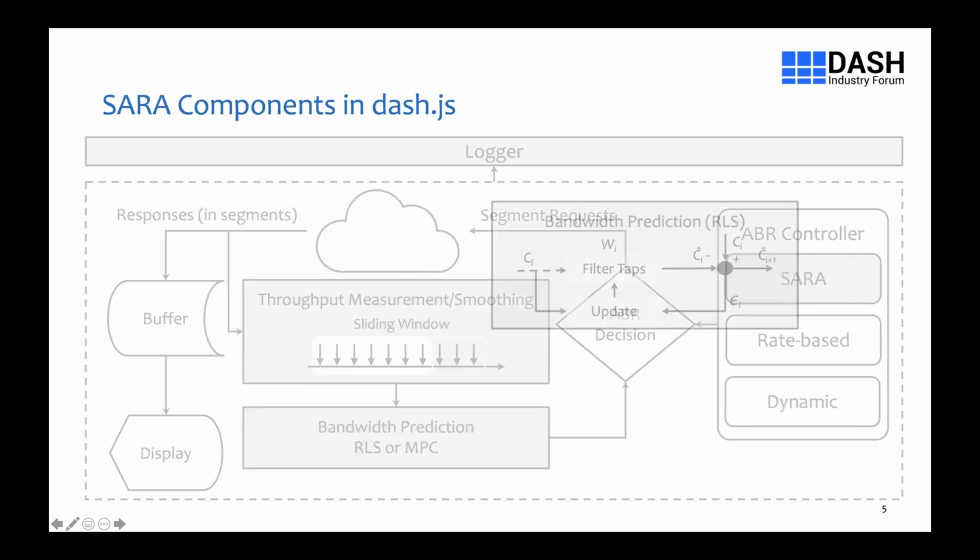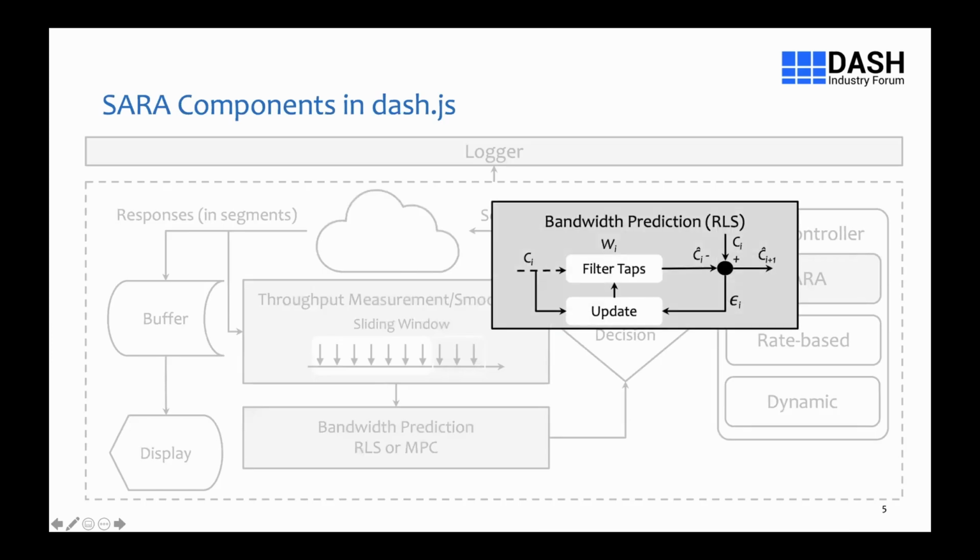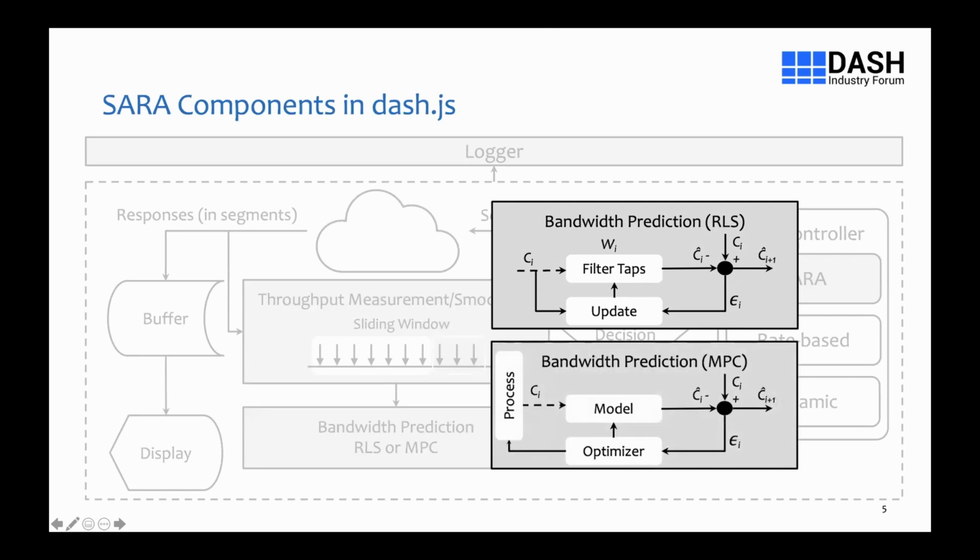Now, in terms of bandwidth prediction, we have two methods implemented. I'm not going to get into too many academic details, but there are two prediction algorithms that we implemented, RLS and MPC. They function differently. They have different advantages and disadvantages. I'm going to refer you to the paper if you would like to read more and see what the differences are between those two approaches.